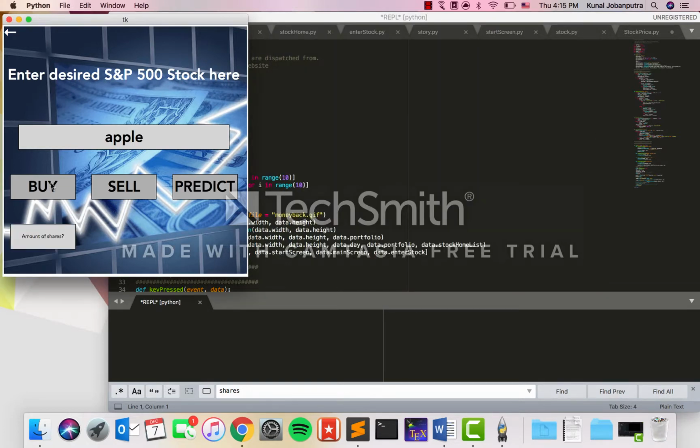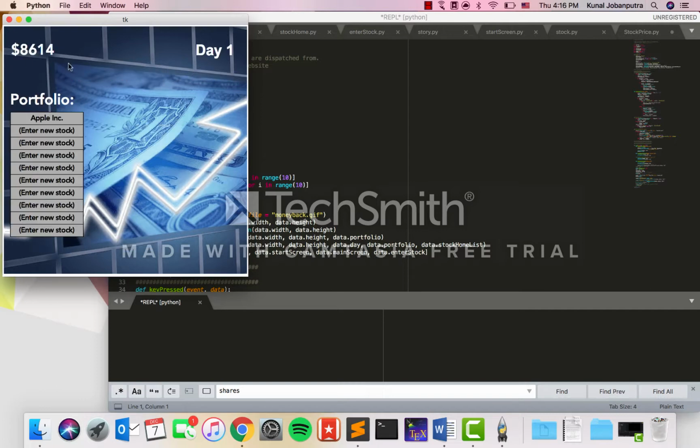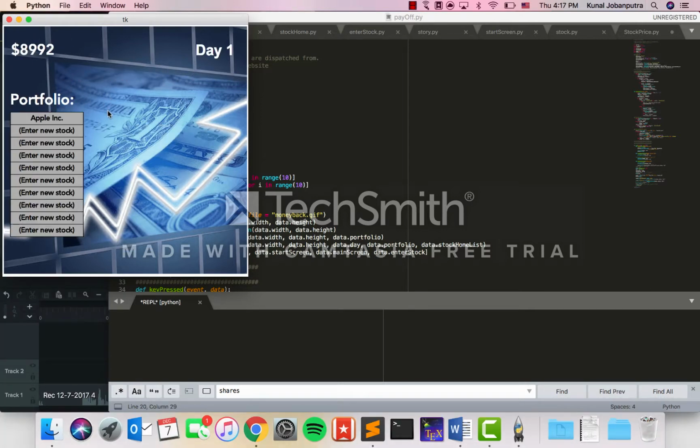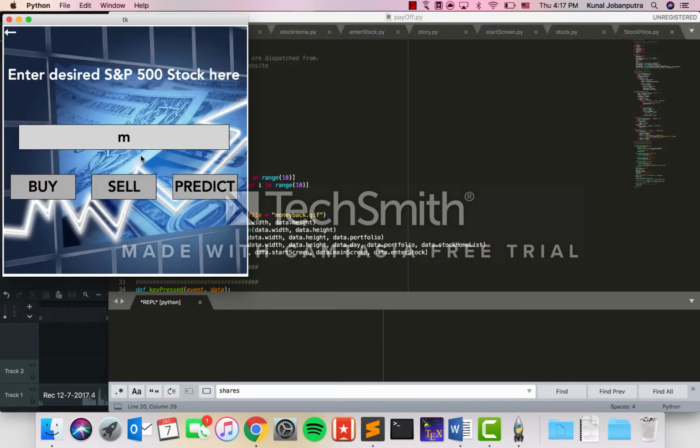So if I decide that I want to invest in Apple, I can buy roughly 12 shares, and I can immediately also sell those shares. As you can see, the price is already updated. I can also buy new stock, such as Microsoft.